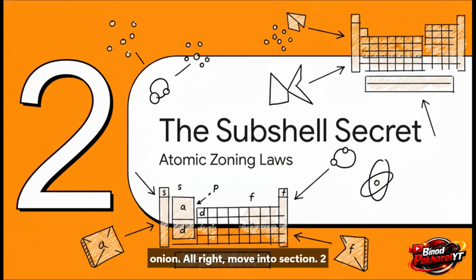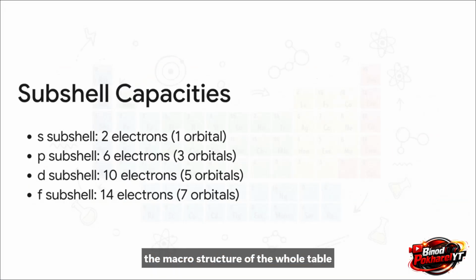All right, moving to Section 2, the subshell secret. Let's decode the atomic zoning laws. Let's zoom in from the macrostructure of the whole table down to the micromechanics. These mechanics dictate exactly where an element is zoned to live on this map. To understand it, we have to talk about electron configurations.